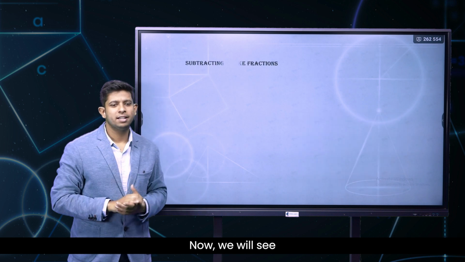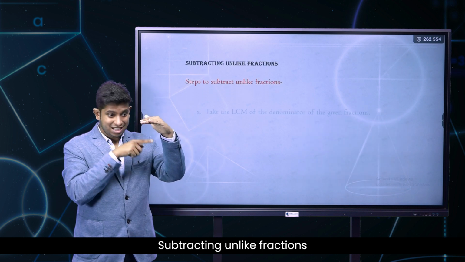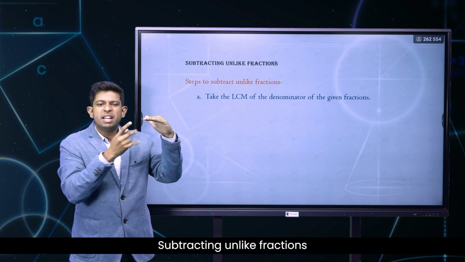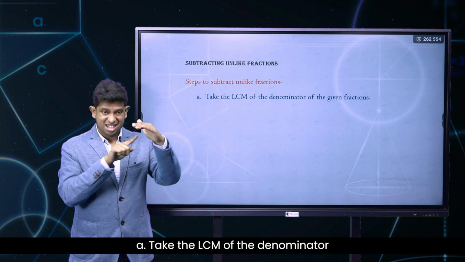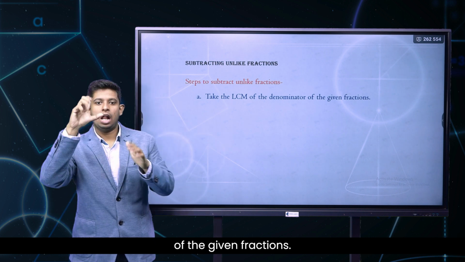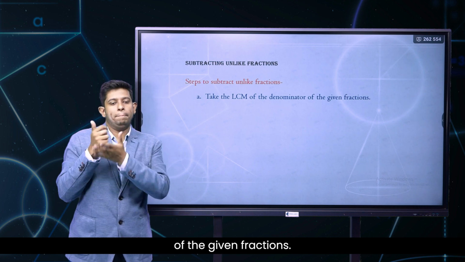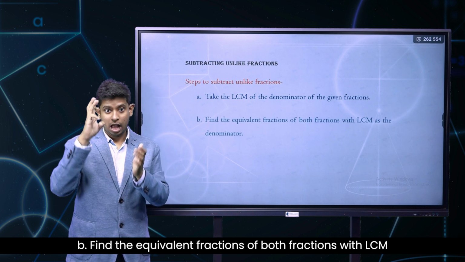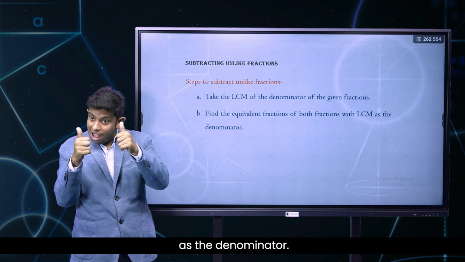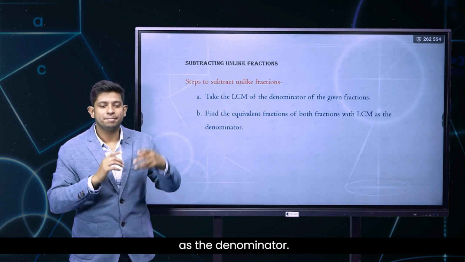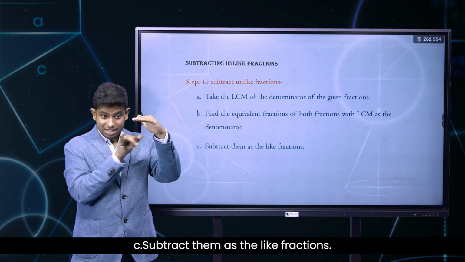Now we will see subtracting unlike fractions. Steps to subtract unlike fractions. Take the LCM of the denominator of the given fractions. Find the equivalent fractions of both fractions with LCM as the denominator. Subtract them as the like fractions.